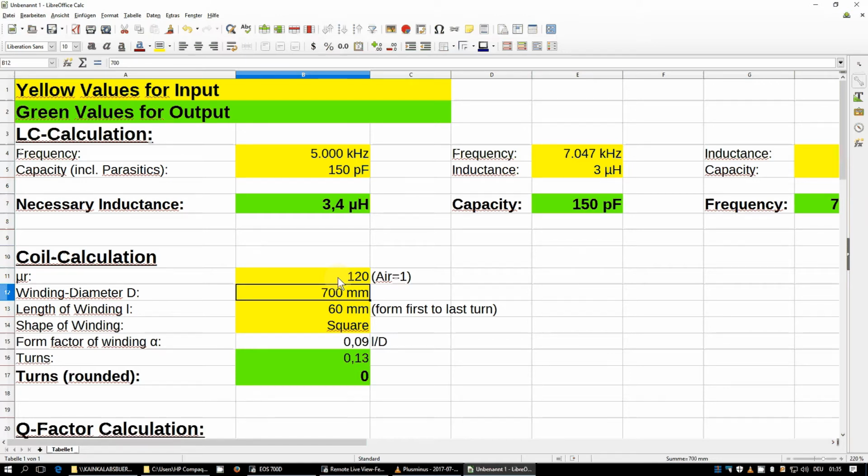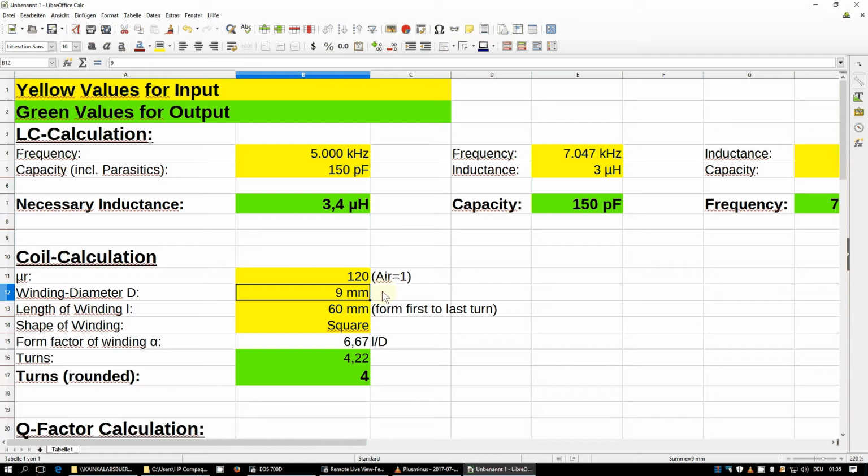Now, the next thing you have to watch out for, the diameter of our Ferrite-Rod is only 8 millimeters, but when we wind with 1 millimeter wire, then the diameter of our solenoid coil is in fact 1 millimeter larger, so it kind of hovers 1 millimeter above the Ferrite-Rod, and we have to input the winding diameter as 9 millimeter, because this is the sum of the diameter of the Ferrite-Rod plus the diameter of the wire.